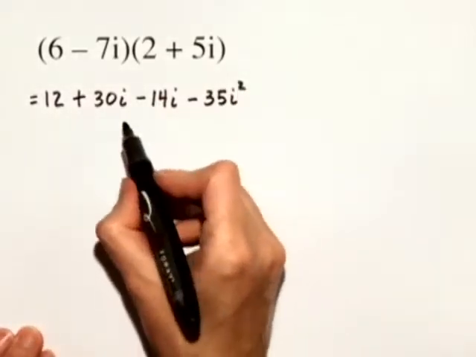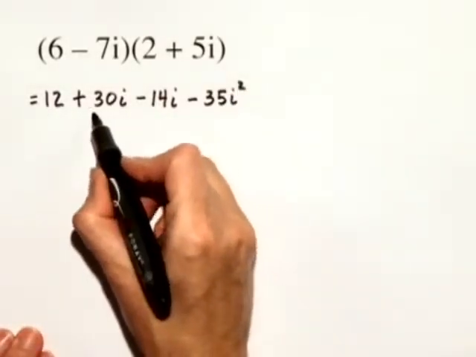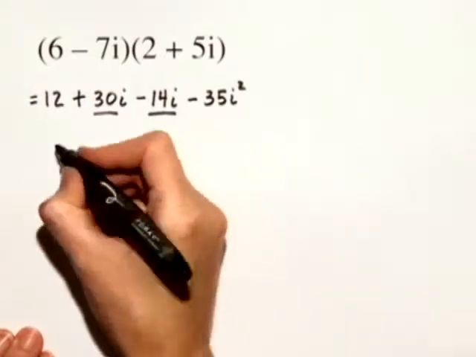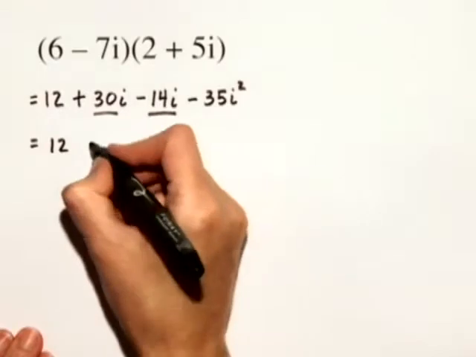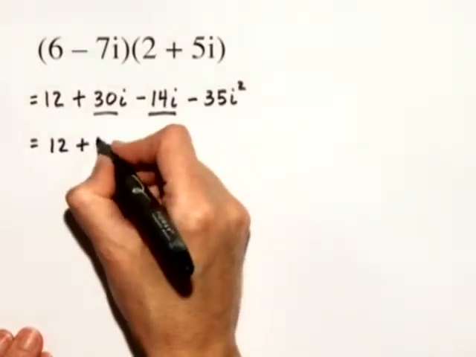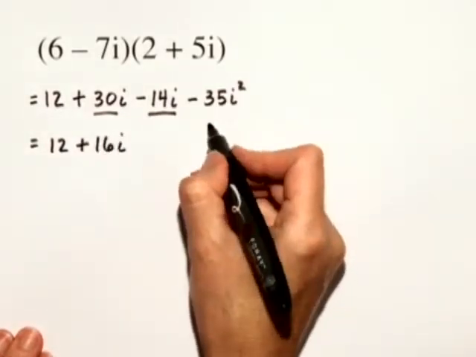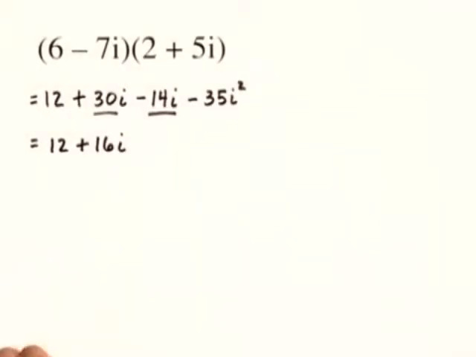Now we need to combine some like terms. We have 30i minus 14i. So this becomes 12, and 30i minus 14i is just positive 16i. And then we have minus 35i squared.